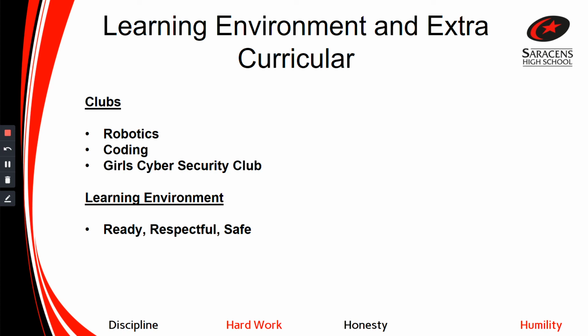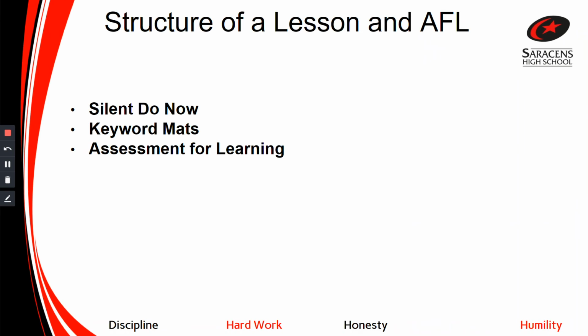The structure of a lesson in AFL, so every lesson begins with a silent do now. Students walk into the classroom in silence and they will be asked to answer approximately 3 or 4 questions. There will be challenge questions also available based on a previous lesson. This is to always have students recalling prior knowledge.